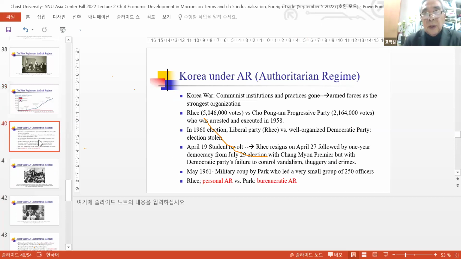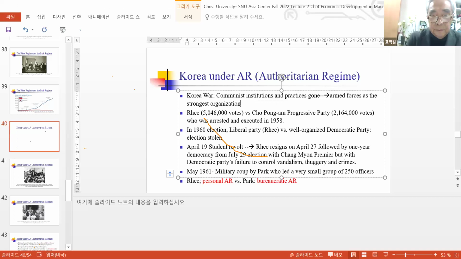Korean War, communist institutions and practices gone because of Korean War. Armed forces as the strongest organization in South Korea. Because of war, South Korea was left with the armed forces, which became very strong social power.